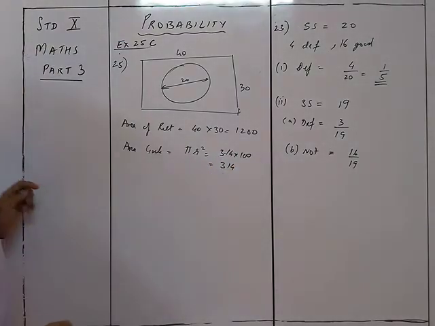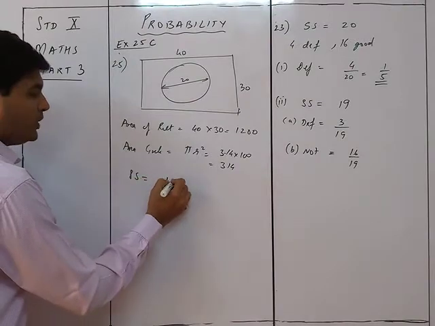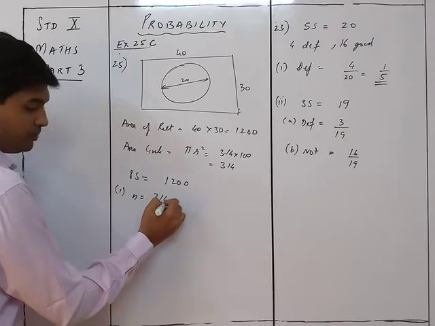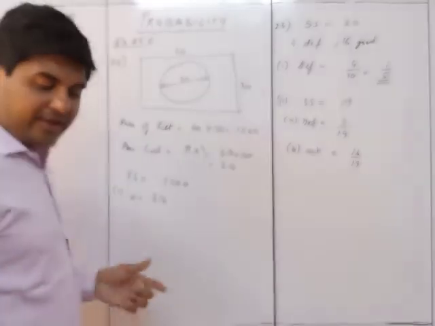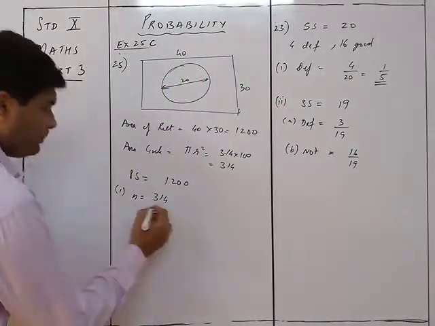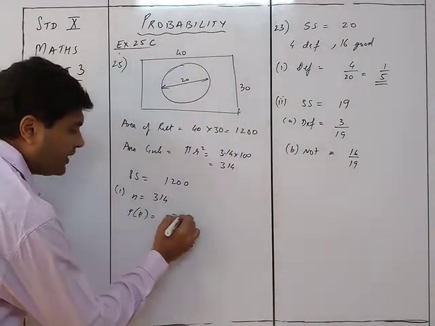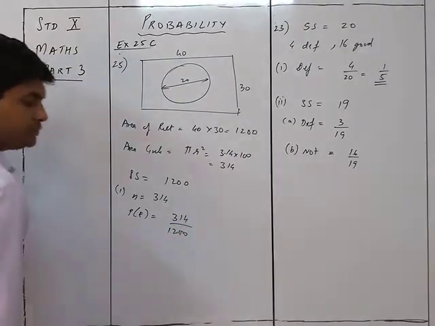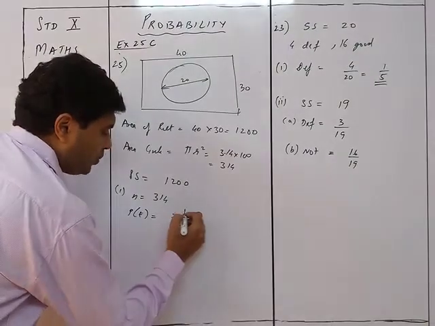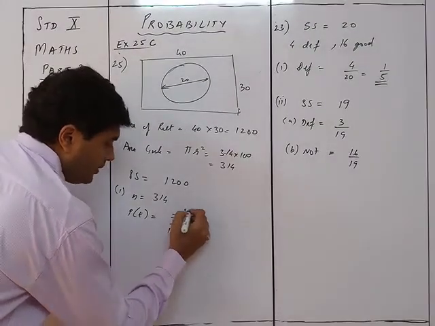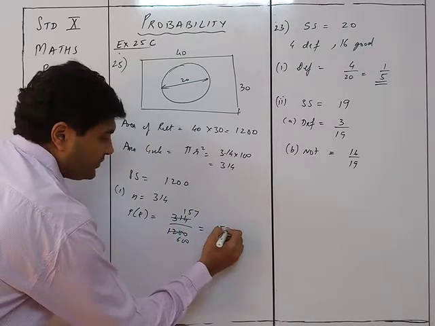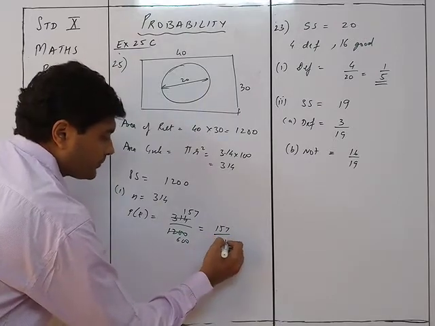Okay. So that means my sample space is 1200 and for my first case, n is equal to 314, because it is falling inside the circle. When I'm saying inside the circle, it means it is going to be within this area. Therefore my probability will be equal to 314 upon 1200. Okay. So you can cancel it and it becomes 157 upon 600.